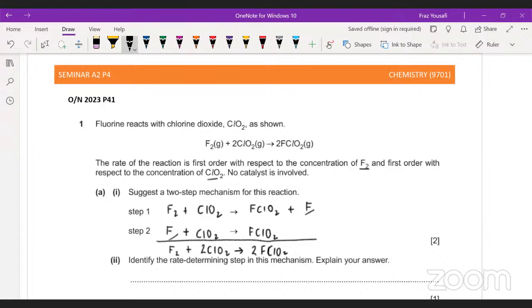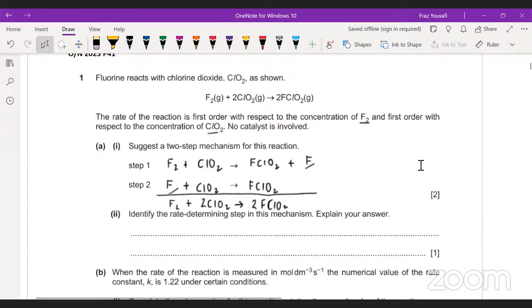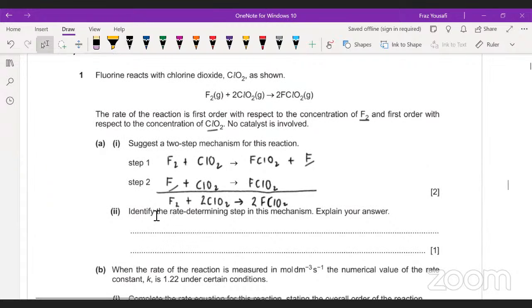And you've also specifically focused on the understanding that, using the order with respect to what we saw, first order with respect to fluorine and ClO2, you've shown that in your first step as well. Now, the second part, as we said at the beginning, it had already told you that step number 1 is my rate determining step.